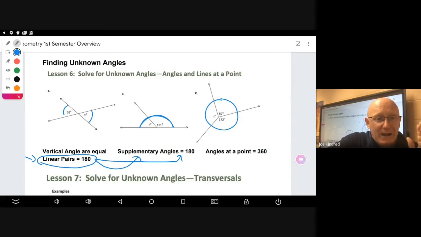So figure A, vertical angles, they're equal. Figure B, they are supplementary angles and they're also linear pairs. And figure C, angles at a point add up to 360. And they allow us to create equations to solve for variables.